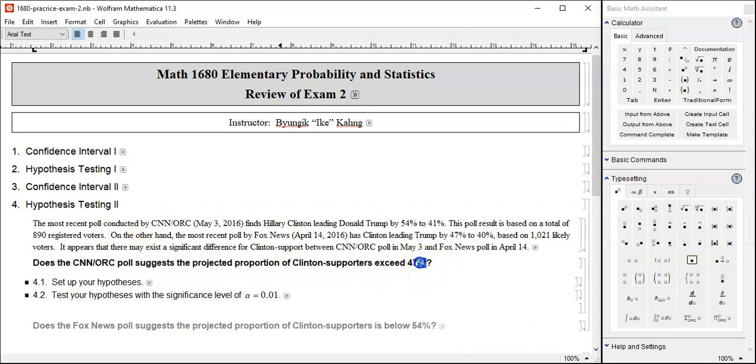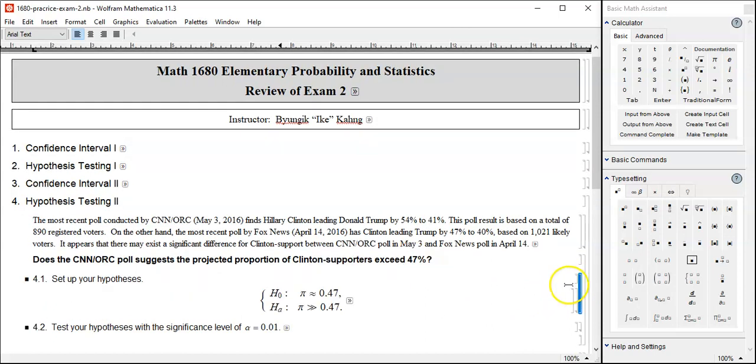So this is null. Can get a little bit tricky. Usually null is not coming from a sample study, but in that sense, as a matter of fact, it's true. It came from completely different sample studies. So as far as the CNN-ORC poll is concerned, 47% is not related to that. So it's null. It's the null hypothesis.